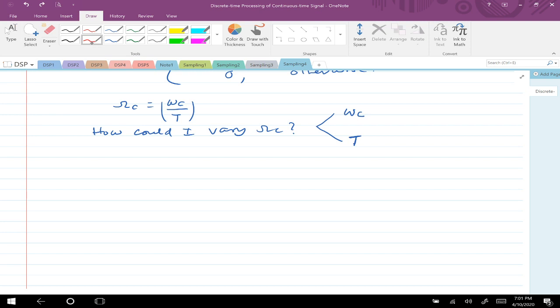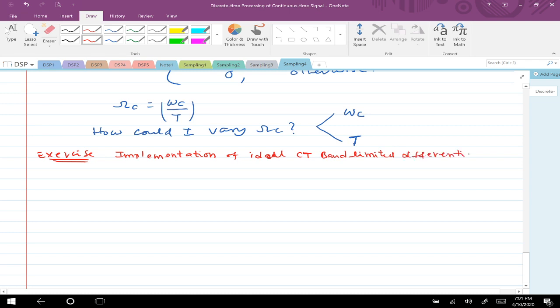Before we wrap it up, let me give you an exercise problem to work out, to make sure you have understood things. In this, we have worked out the implementation of a low pass filter. Now we will do the implementation of an ideal continuous time band limited differentiator. So this example, let's work it out.